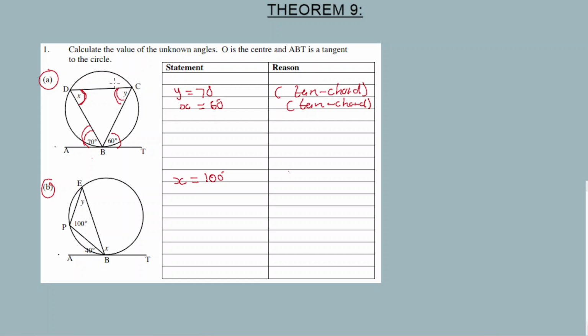Why? The previous one was an acute angle case, this is the obtuse angle case. So x is equal to 100, same reason as above, tan chord. And then y is equal to 40 degrees, same reason as above.